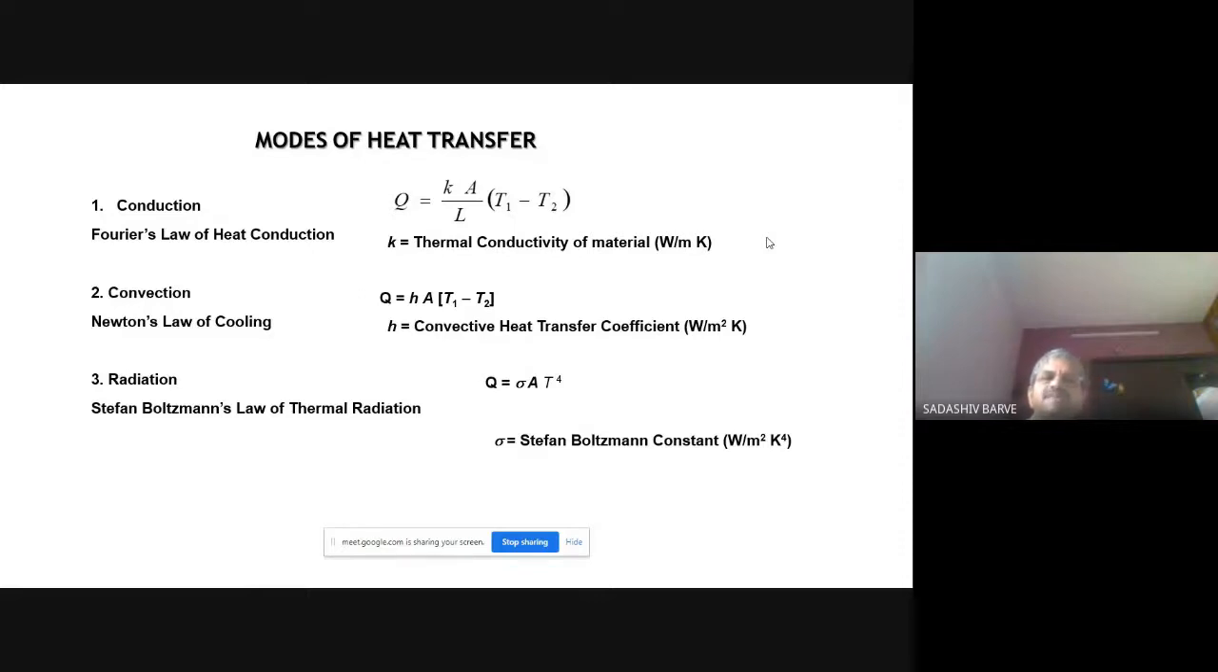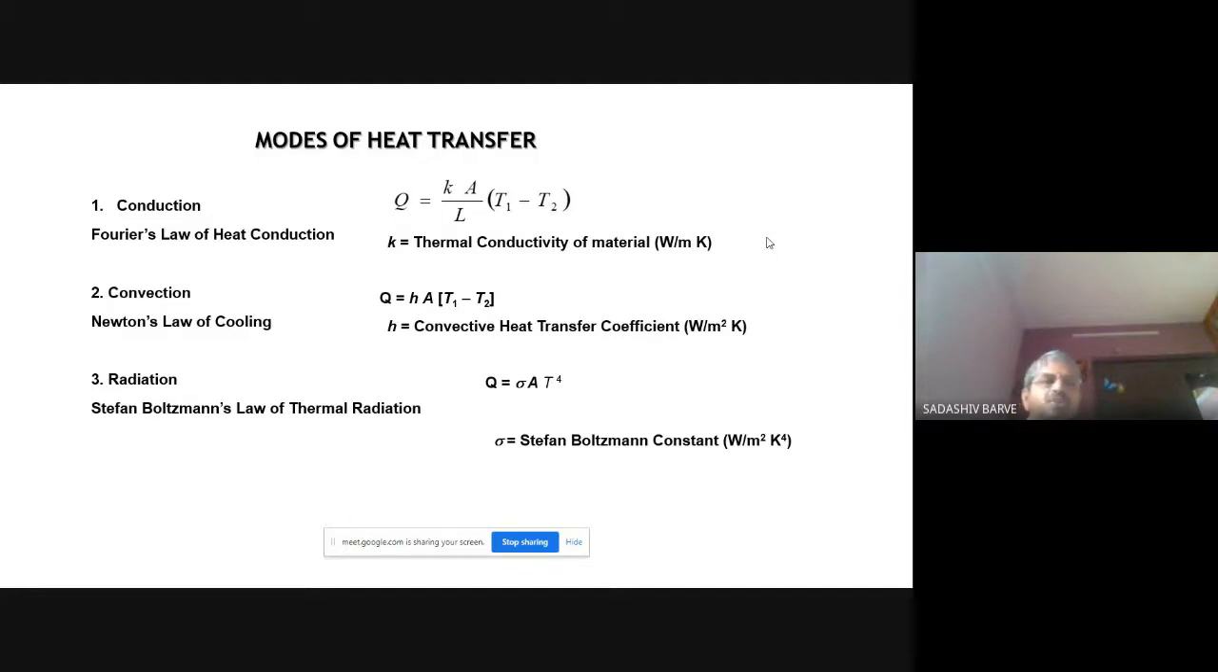A is the cross-sectional area of the given section. If you have got any rod, then its cross-sectional area A, pi by 4 d square, will give you A. While L is the length it needs to move from one end of the rod to the other end of the rod. This is how Fourier's law of heat conduction gives heat energy transfer from object 1 to object 2.